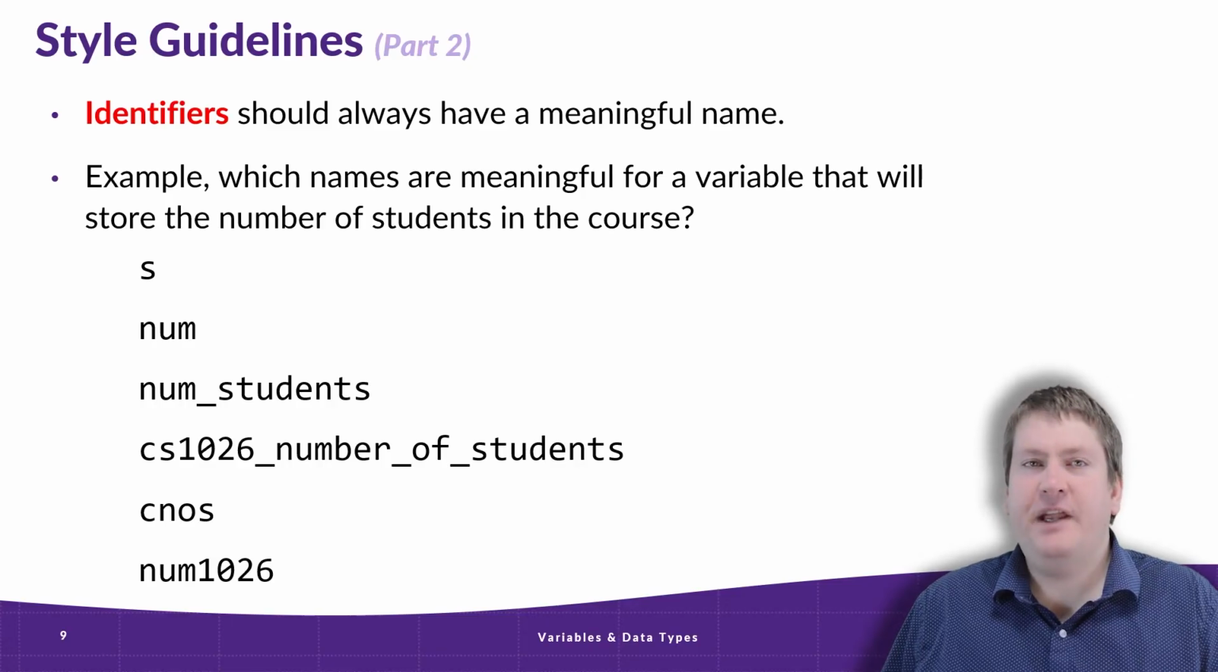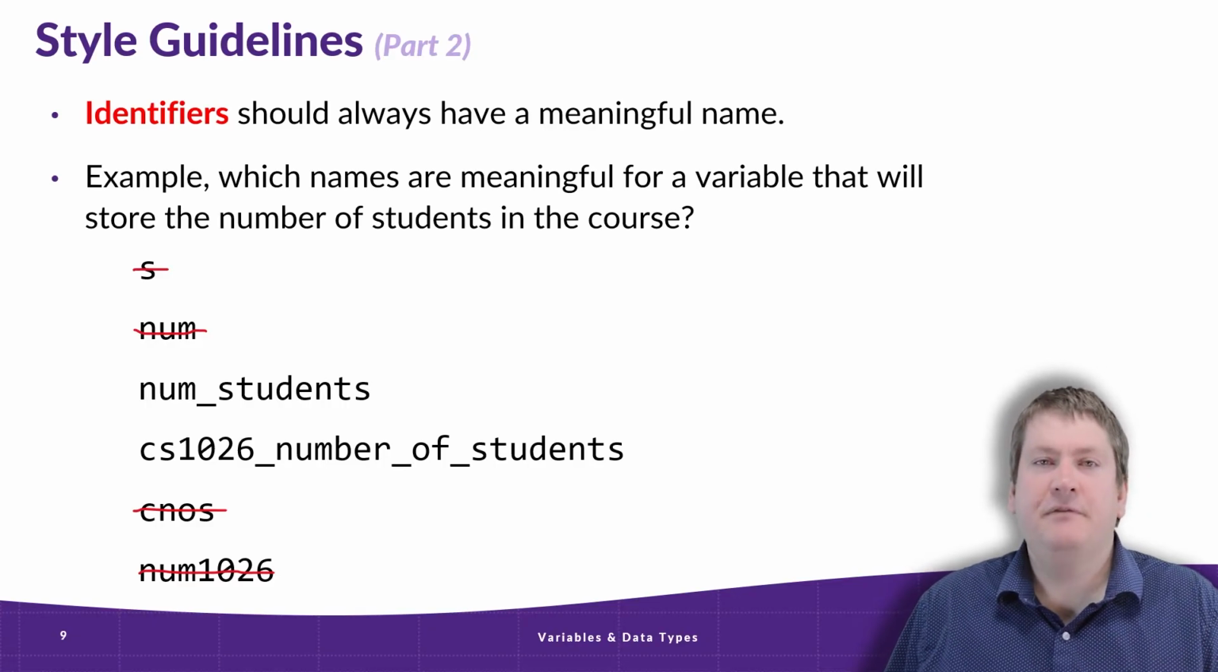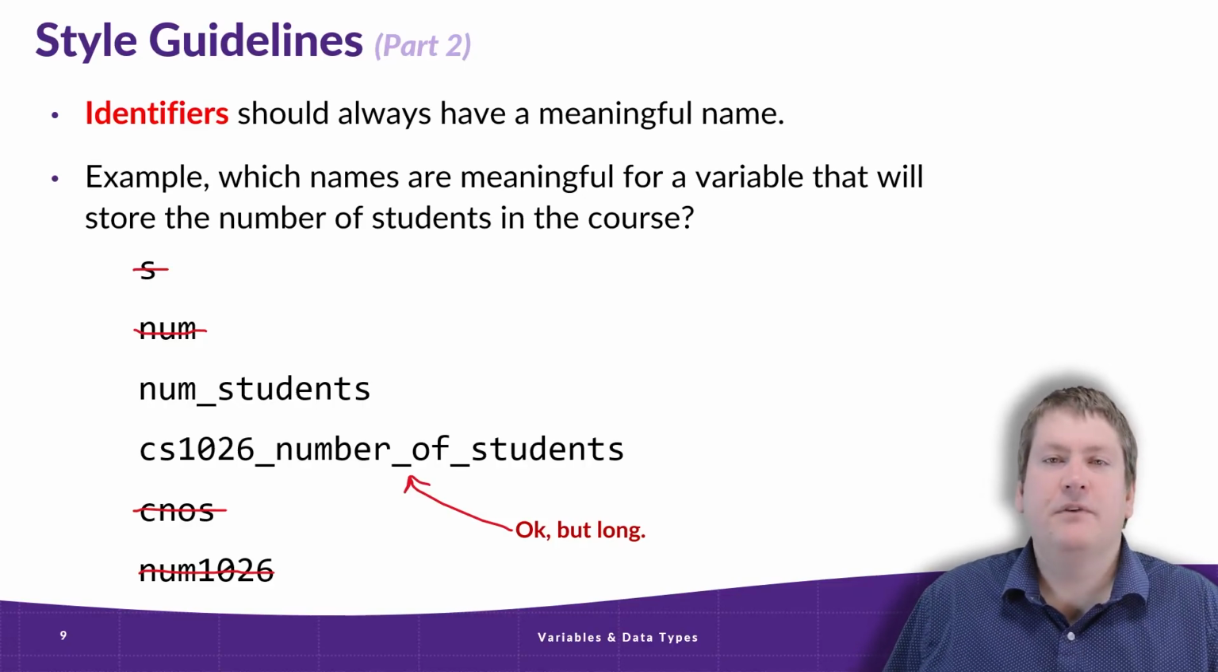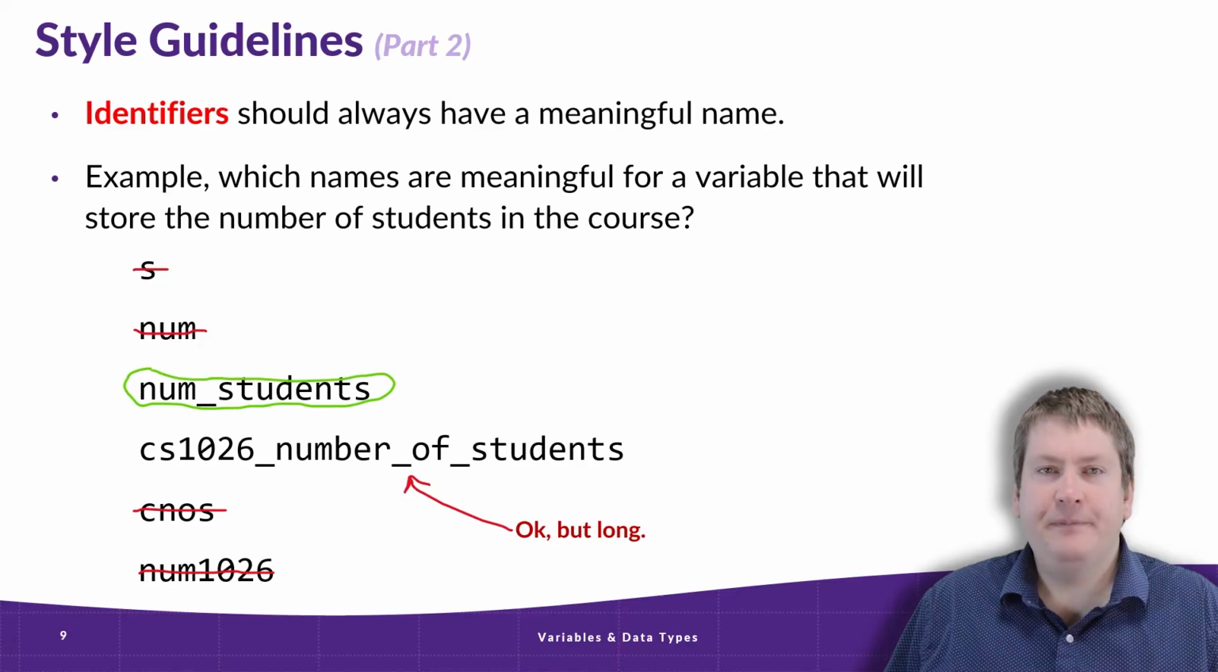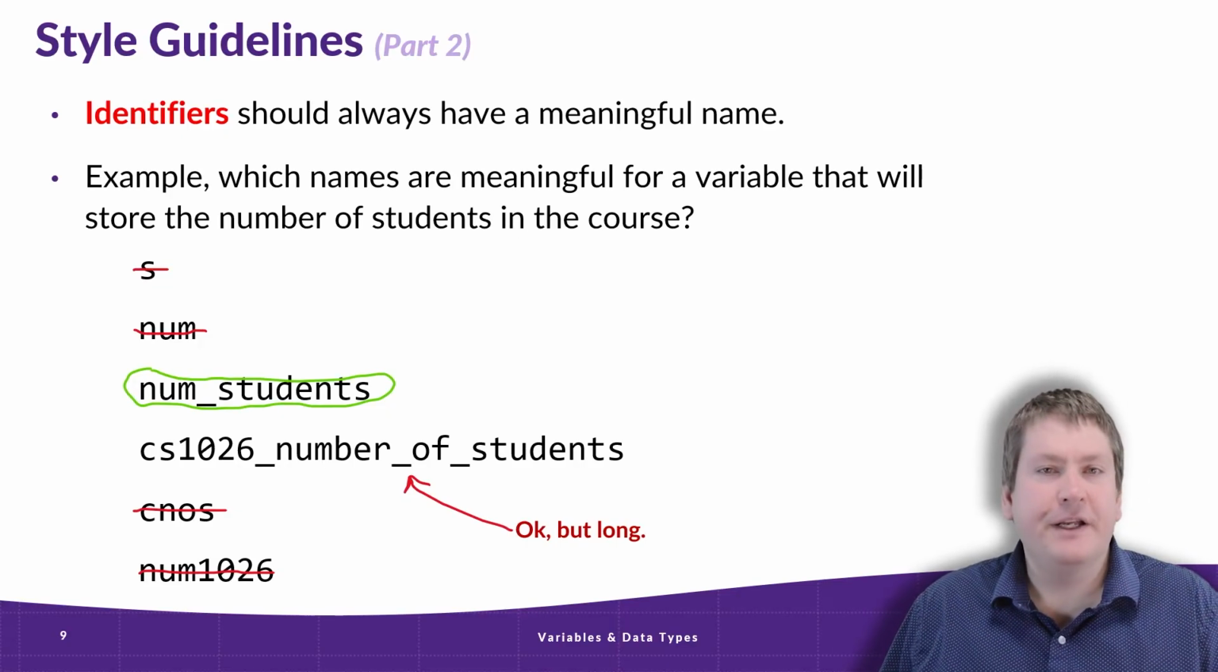This question's a bit subjective, but I would say that variables like s, num, cnos, and num1026 are probably not meaningful enough to fully describe what the variable is storing. CS1026, number of students, is meaningful, but it's a bit long for a variable name. Unless it was important to denote that this value was specifically for CS1026, I would go with num students in this case. There's not one correct answer when you're naming your variables, but they must be clear and meaningful to the reader.